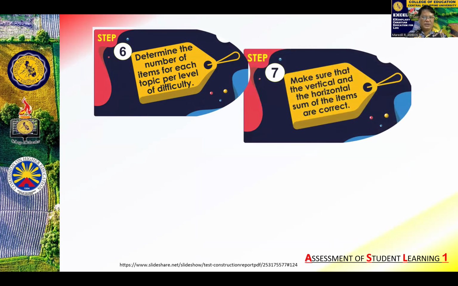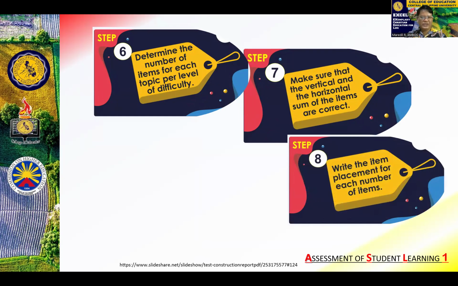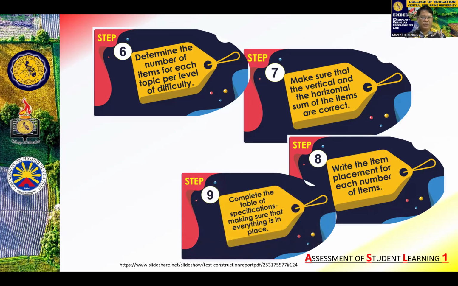And step number 7 is make sure that the vertical and horizontal sum of the items are correct, which I'm going to show later. And number 8 is write the item placement for each number of items. And then number 9 is complete the table of specifications, making sure that everything is in place.